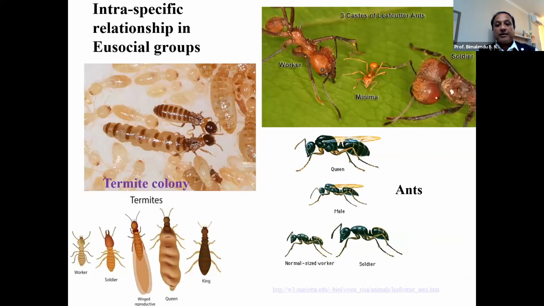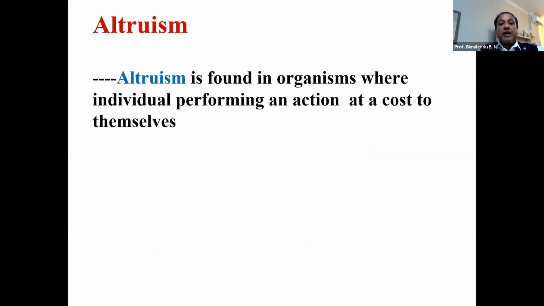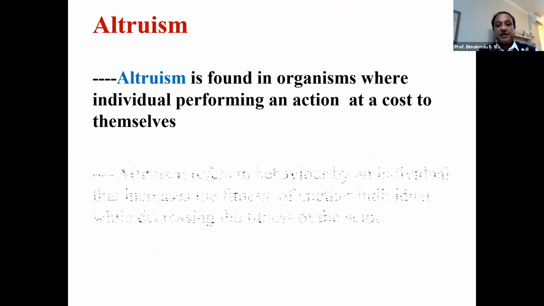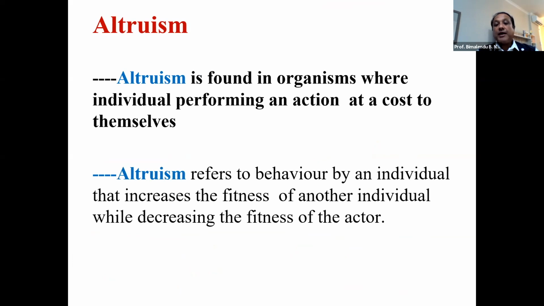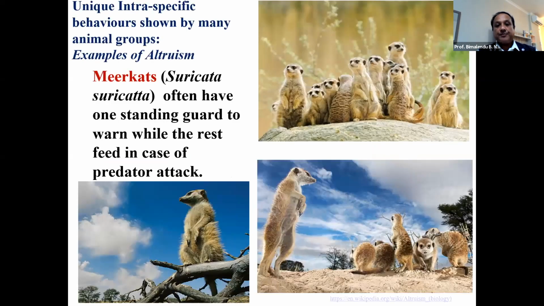So in a termite colony, you can see that there are different types of individuals with a different type of division of labor, or the job to do. And now coming to altruism. Altruism is found in organisms where an individual performs an action at a cost to themselves. It refers to behavior by an individual that increases the fitness of another individual while decreasing the fitness of the actor. Altruists risk their life to help others.